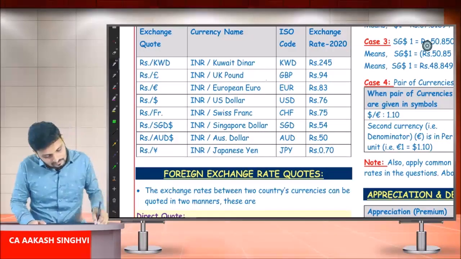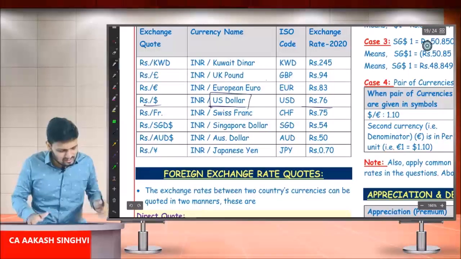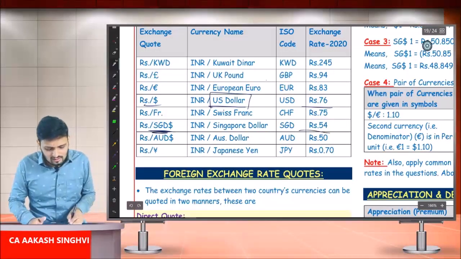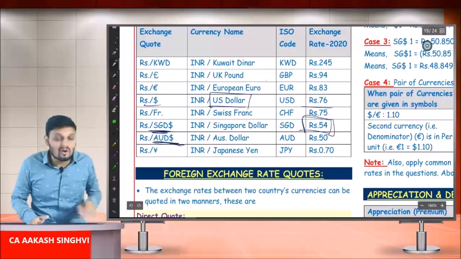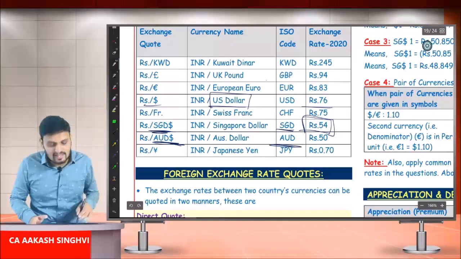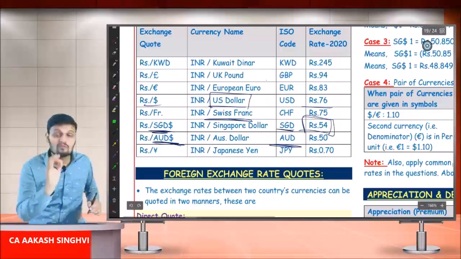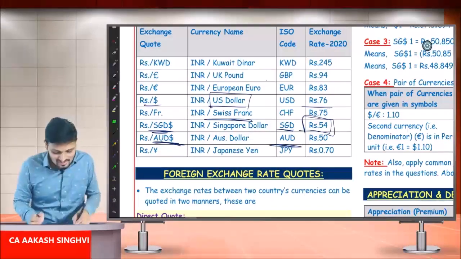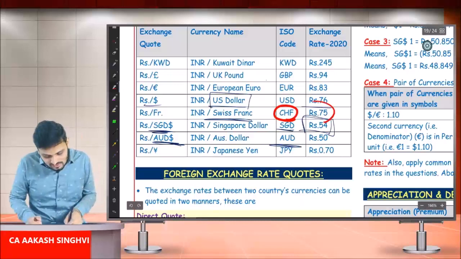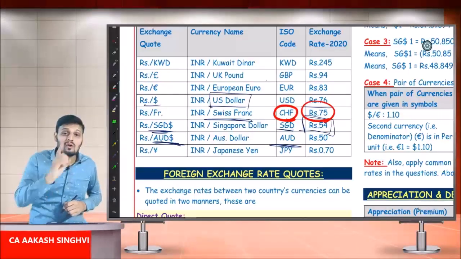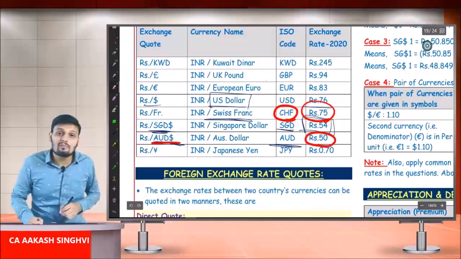Right? Rupee per dollar, INR per USD, 76 rupees. I have just taken the codes, guys. In the same way, the Singapore dollar is worth somewhere around 54 rupees. So 1 Singapore dollar is around 54 rupees. 1 Australian dollar, AUD, SGD, try to remember them. Swiss francs, I forgot this. The ISO code for Swiss francs is a little different. Try to remember this: CHF. CHF is the ISO code of Swiss francs. So 75 rupees we have to pay for 1 Swiss franc. Done. Australian dollars, 50 rupees per Australian dollar.